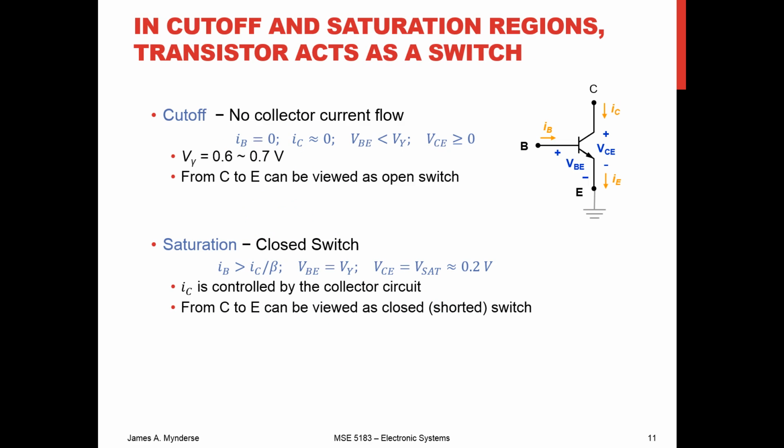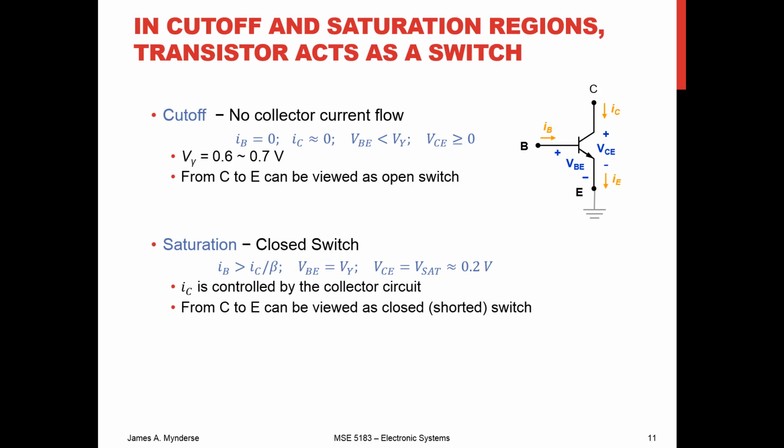But what about that switching? So that was the amplification, but what about the switching, when we're going back and forth between cutoff and saturation? In cutoff, again, no current flows, so we haven't really applied any current to the base, so I sub B is 0, I sub C is close to 0. I mean, there might be some current, but it's functionally close to 0. And the base to emitter voltage is something less than 0.7 volts, and at this point it acts like an open switch.